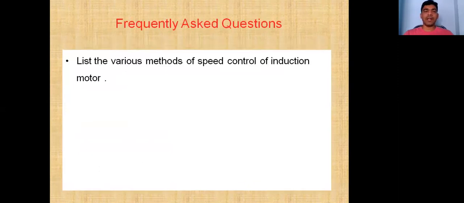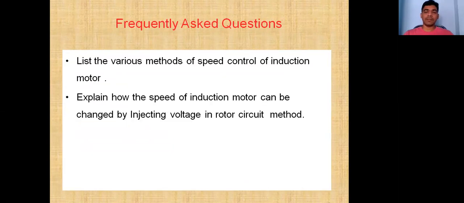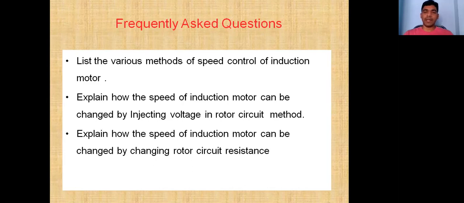Coming to the frequently asked questions. List the various methods of speed control of induction motor. Explain how the speed of induction motor can be changed by injecting voltage in the rotor circuit method. Explain how the speed of induction motor can be changed by changing the rotor circuit resistance.